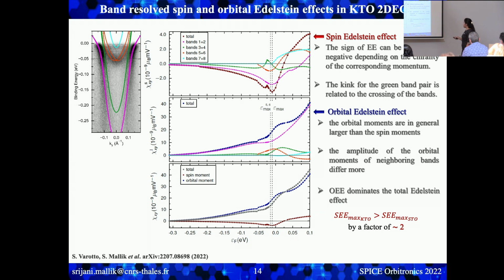And if we compare between KTO and STO, then the maximum spin Edelstein effect of KTO is still a factor of 2 larger than STO, and for the orbital Edelstein effect, it's a factor of 4 larger.